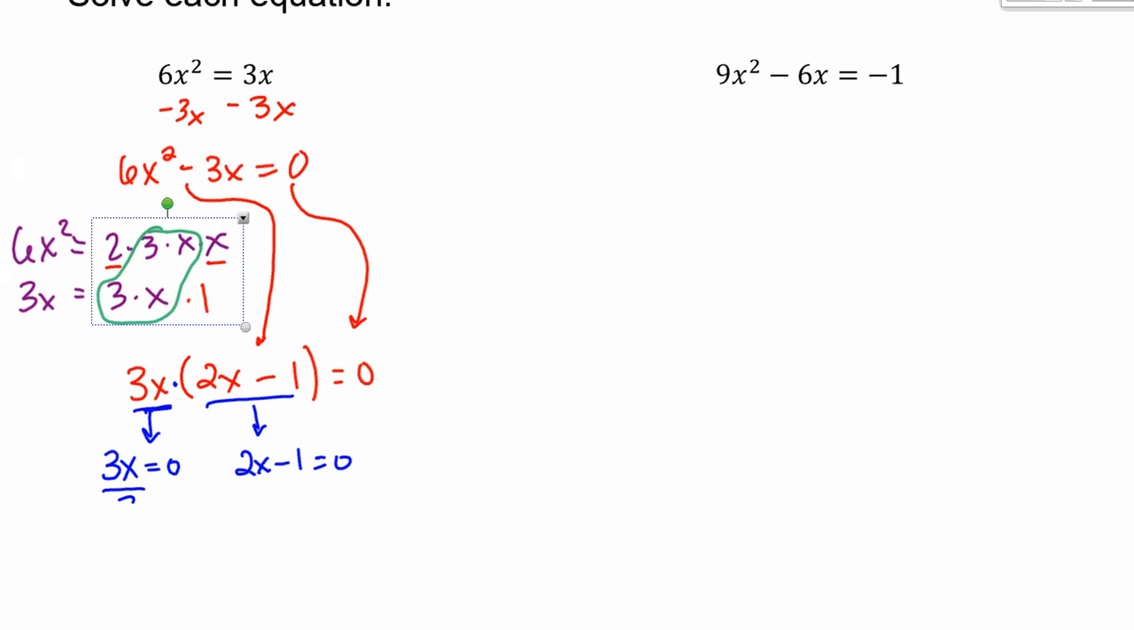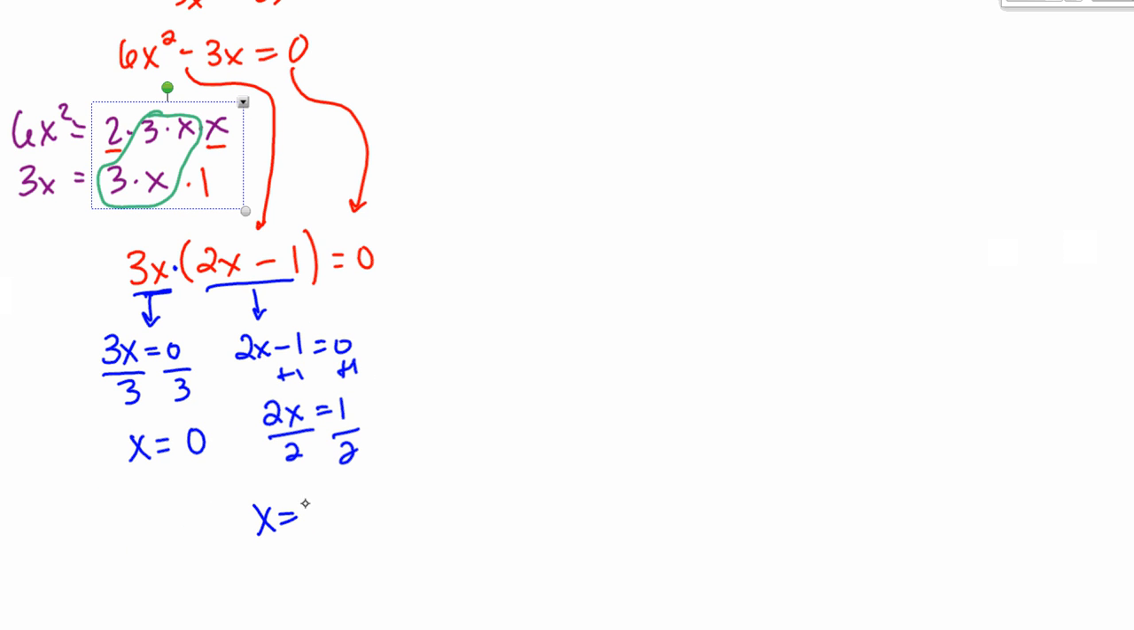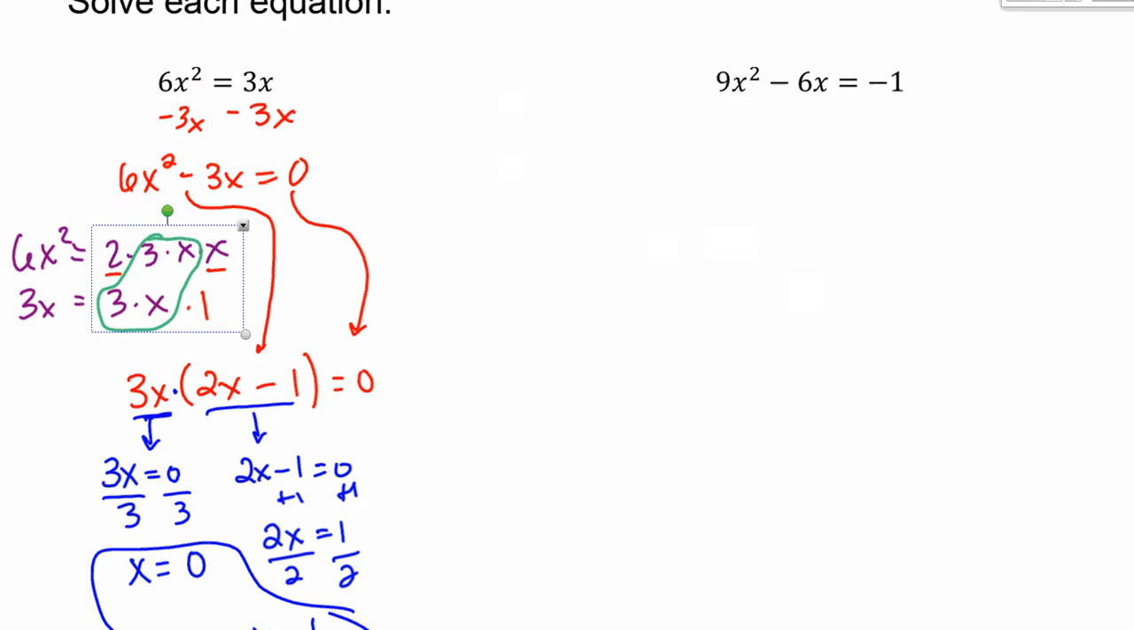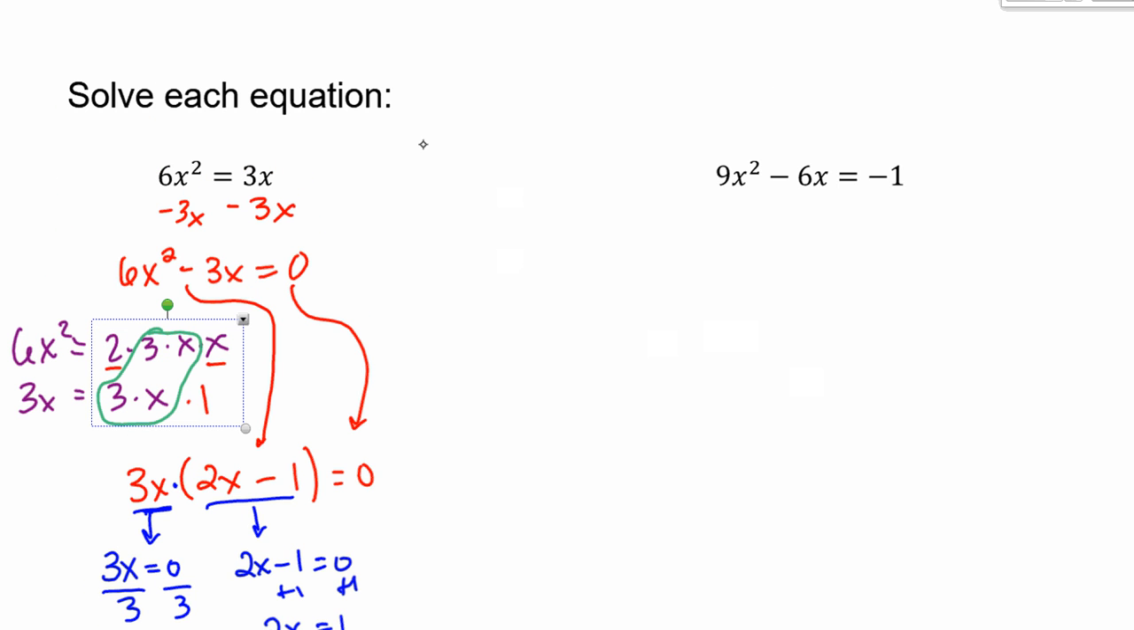Finish solving. 3 times x, I divide by 3. 0 divided by anything is still just 0. Add the 1. Divide by 2. And we get our second answer is x equals 1/2. If you ever want the warm fuzzies to make sure that you got it right, remember you can always plug your answers back in for the x's and solve and make sure it's true. Okay, this one.